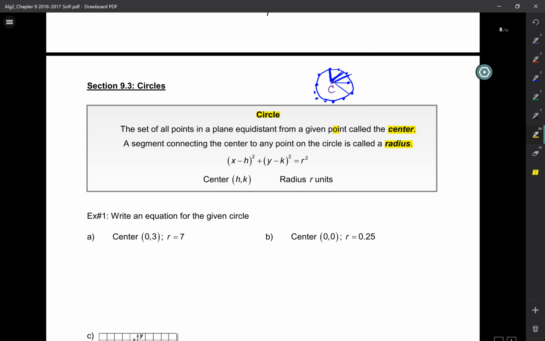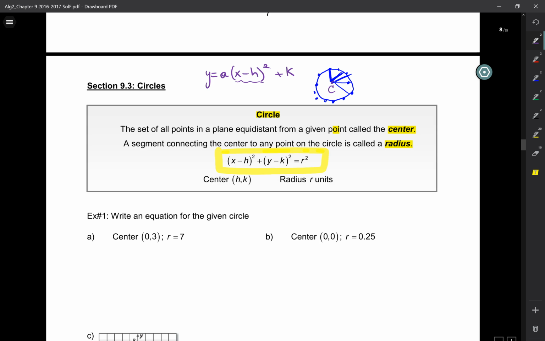Now, the equation for a circle is this: x minus h squared plus y minus k squared equals r squared. So you see it's got a lot of the same elements as the equation of the parabola, right? What was the equation of the parabola? Let's write it up here. It was y equals a times x minus h squared plus k, right? So you see there are some similarities.